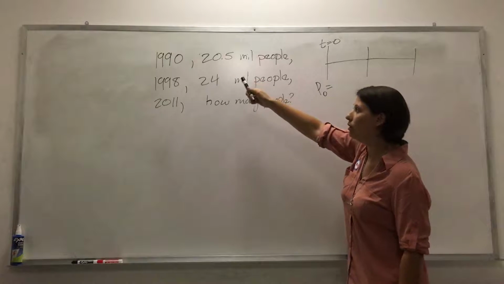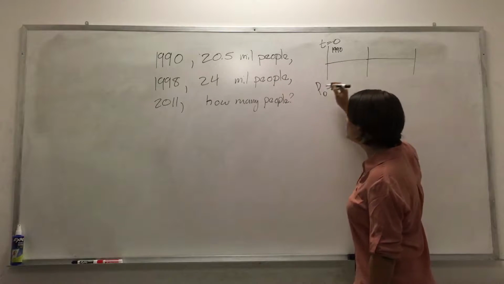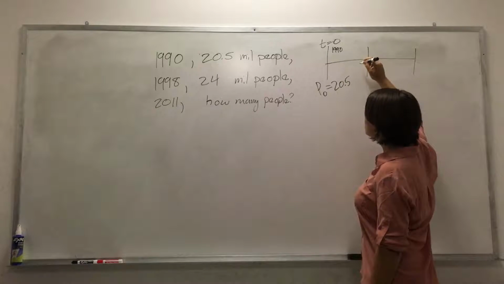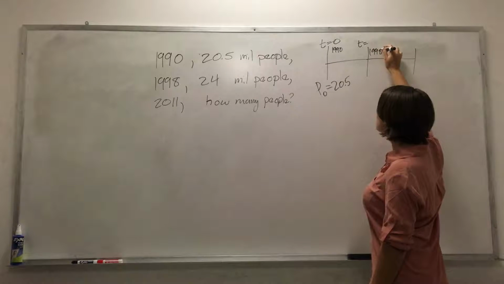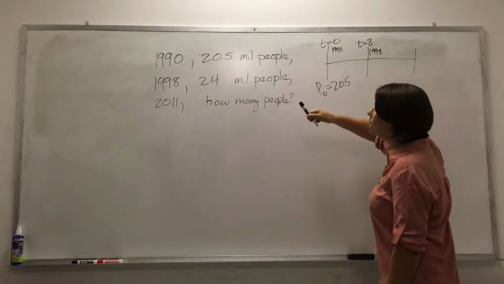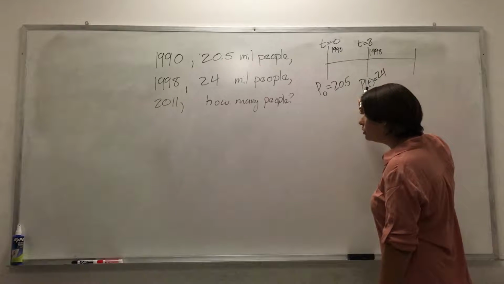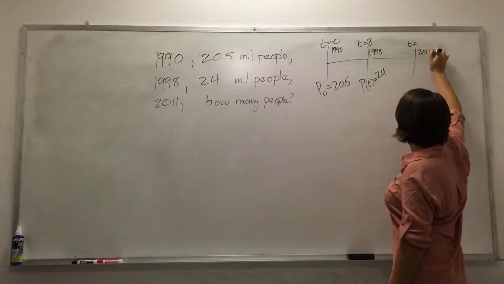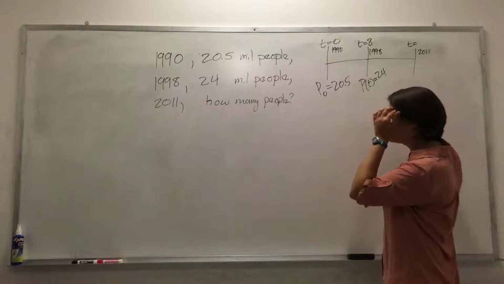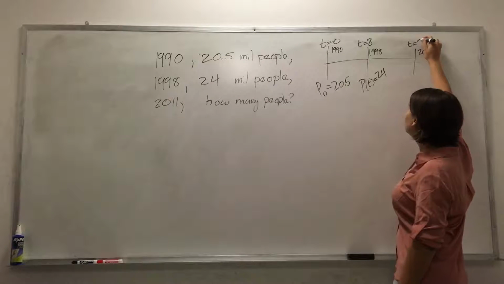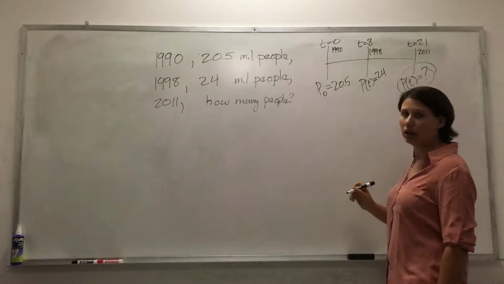So that means P0 then would be, well, our T0 is actually 1990, right? Because that's our first year. So P0 would be 20.5. Then the next T would be the next year. That's 1998. Well, 1998 is 8 years from 1990. And that means that this P of T is 24. The next year would be 2011. 2011, not from 1998. Always go back to the first year. So the difference from 1990 to 2011 is 21 years. So T is 21. Then P of T, that's what we want to find. That's our end answer goal.